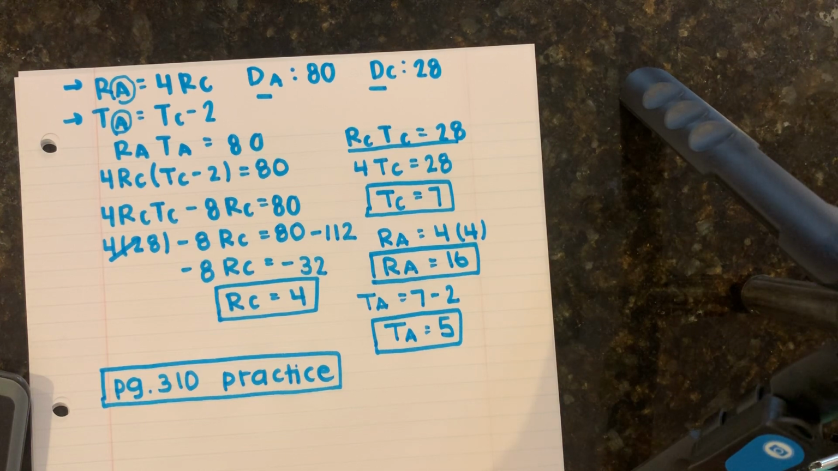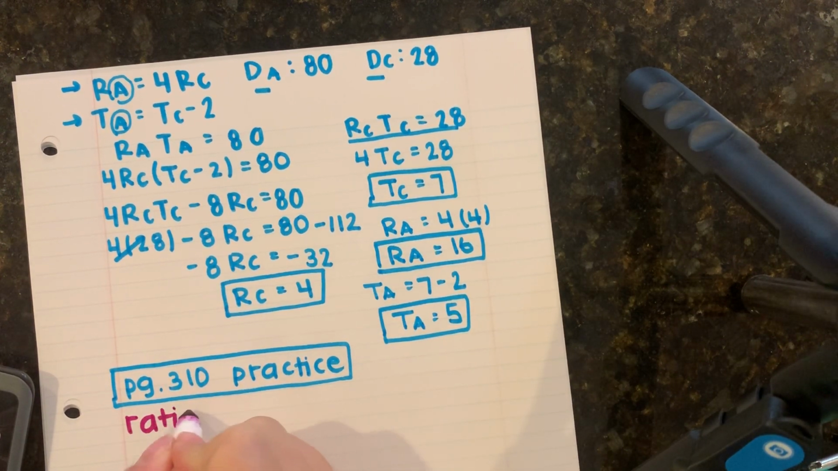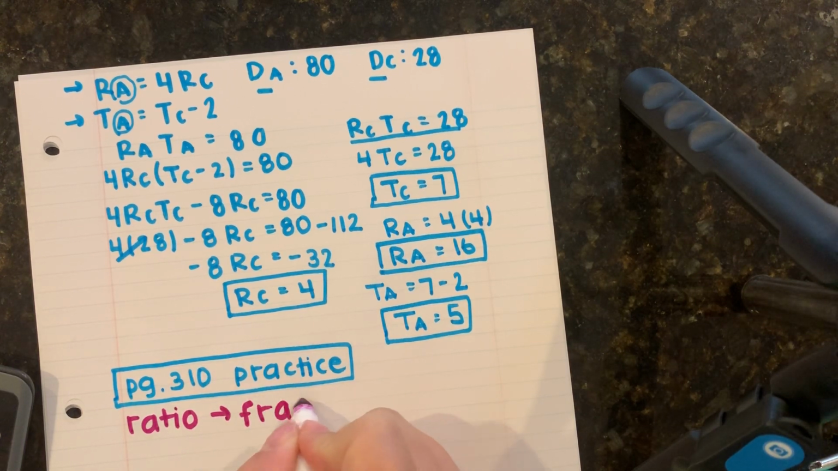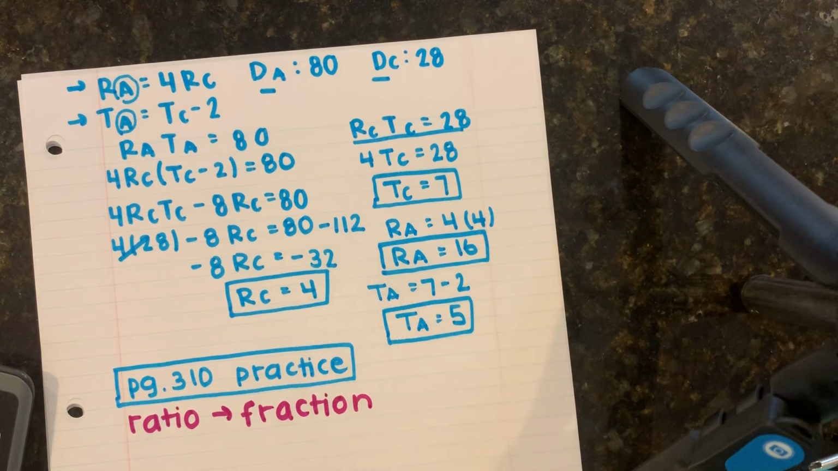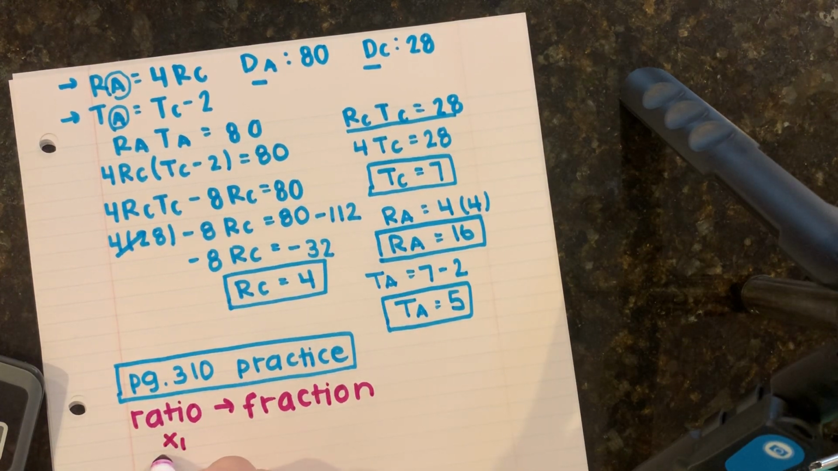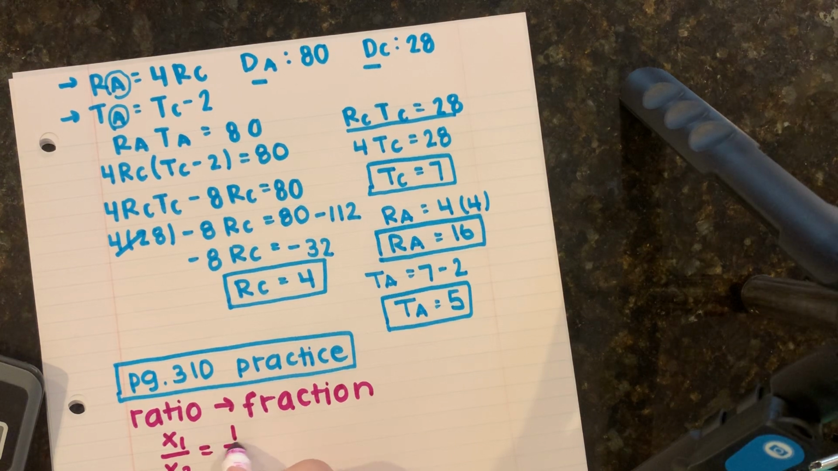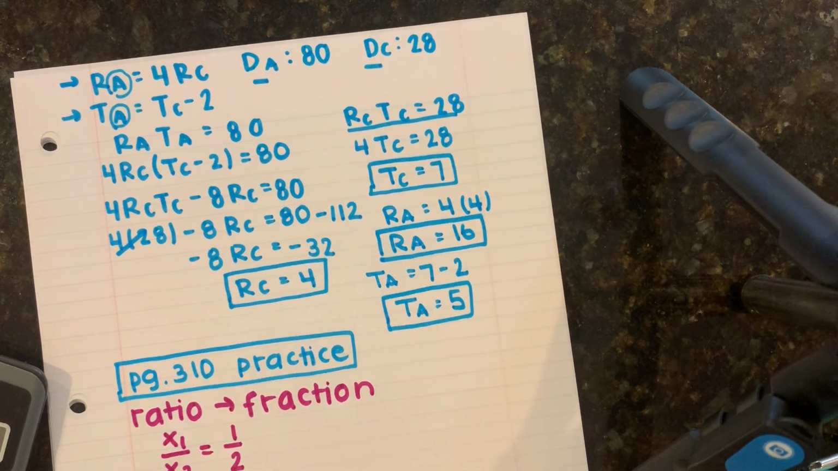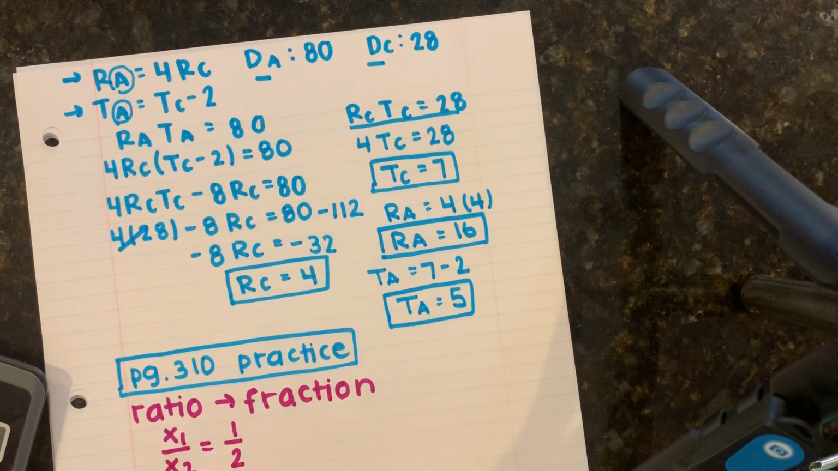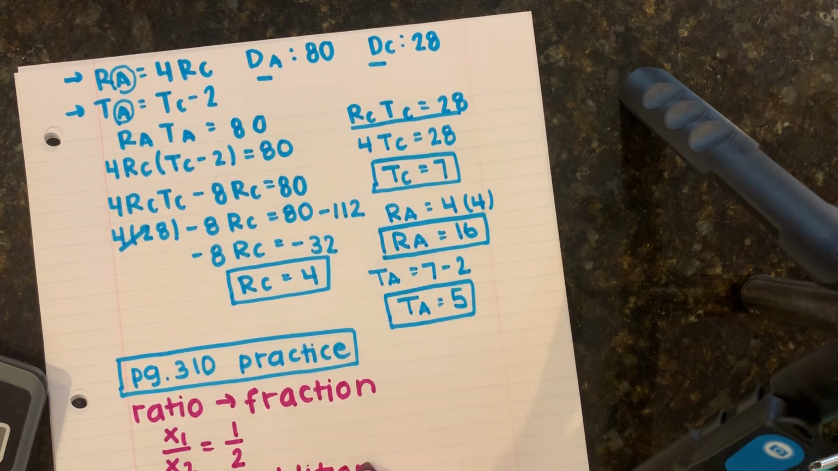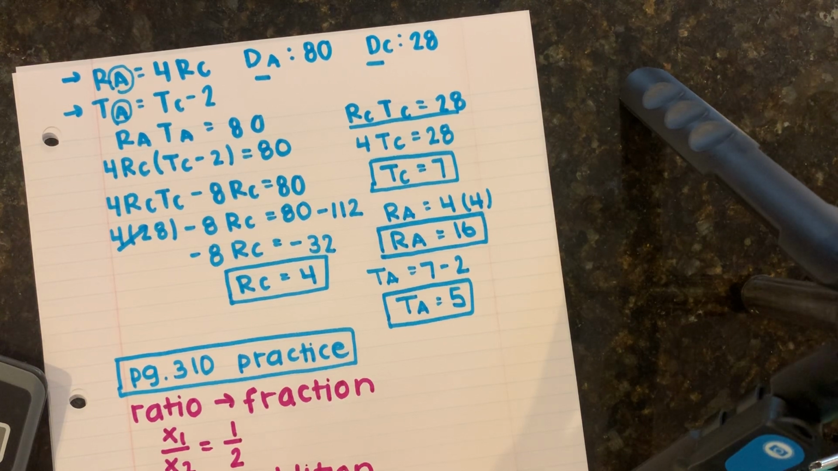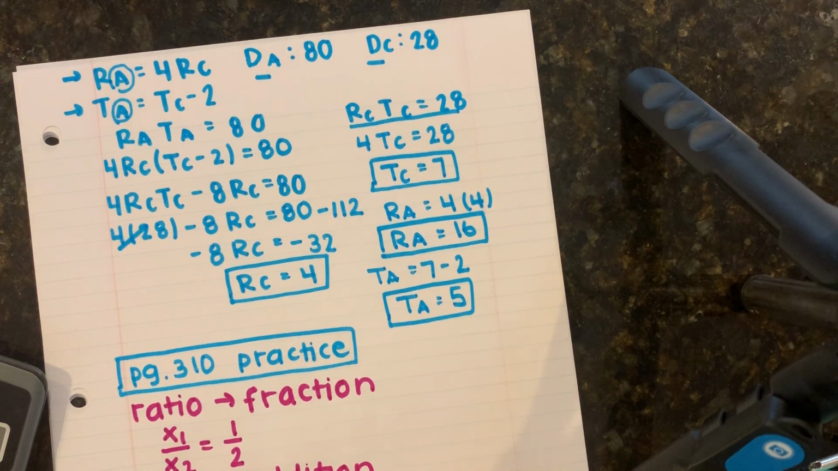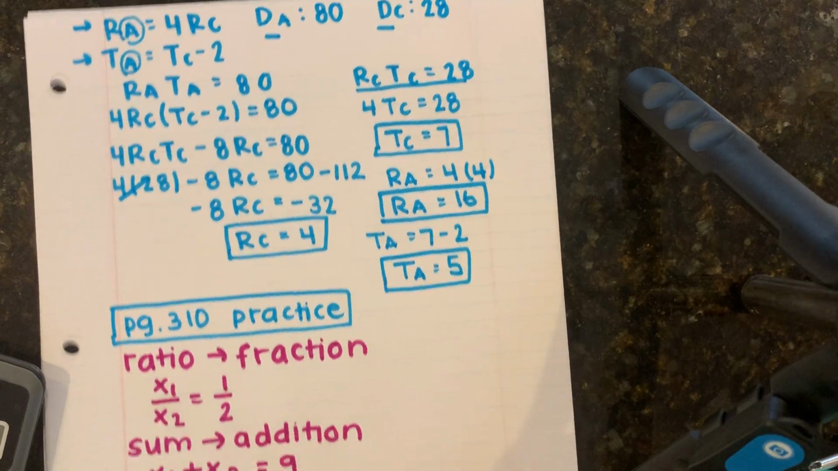Just so you know, ratio is just another word for fraction. So if I say the ratio of two numbers was equal to 1/2, that would be x1 over x2 is equal to 1/2. And if I said that the sum of two numbers, that means we're going to use addition. If I say the sum of two numbers, so let's say x1 plus x2 is equal to 9, you should be able to solve for x1 and for what x2 is equal to.